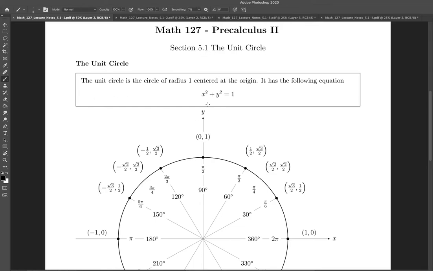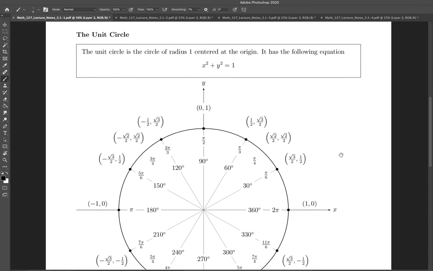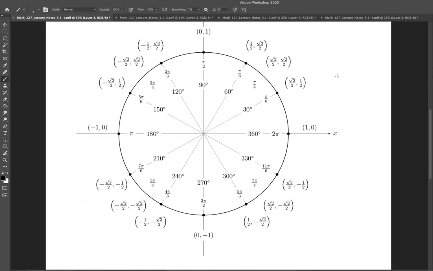So the unit circle has a radius of 1, centered at the origin, and has the following equation: x squared plus y squared equals 1. And we're going to be using this for a lot of our trig, so eventually it's very useful for this class to memorize this whole entire thing. 90% of all the homework will use these values and these points.